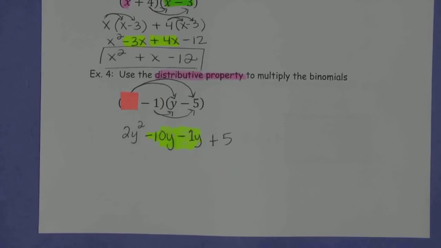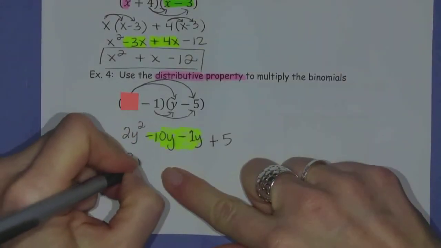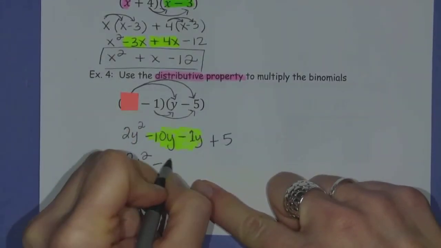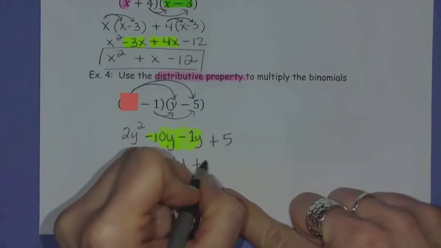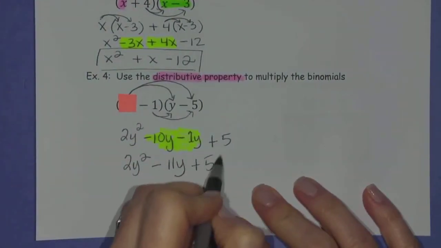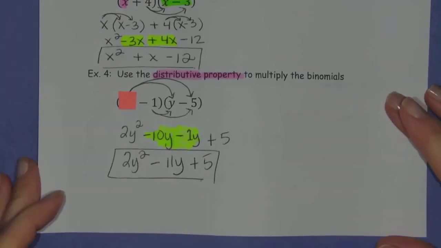And so my final answer, 2y squared minus 11y plus 5. Final. Okay, we're doing great.